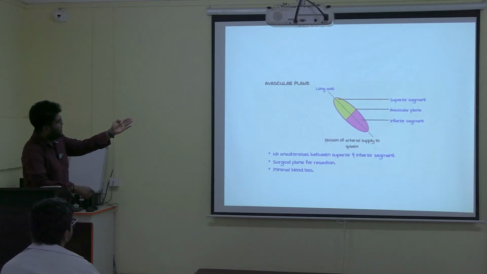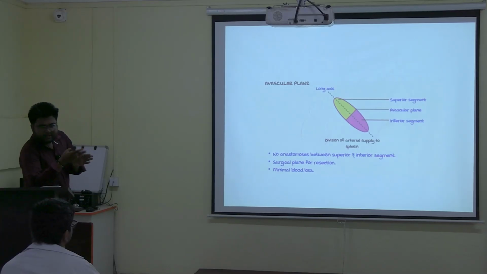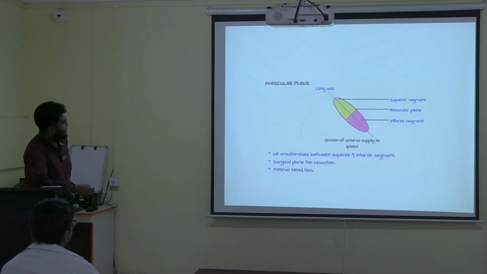Okay, always remember, suppose these two segments are present, the inferior segment and the superior segment. At the mid junction here, no artery supply, no blood supply is present. That's why in splenic resection, the resection is mainly done in this part, because this is the avascular part. It is present in between the superior and inferior segments. Okay, just remember.